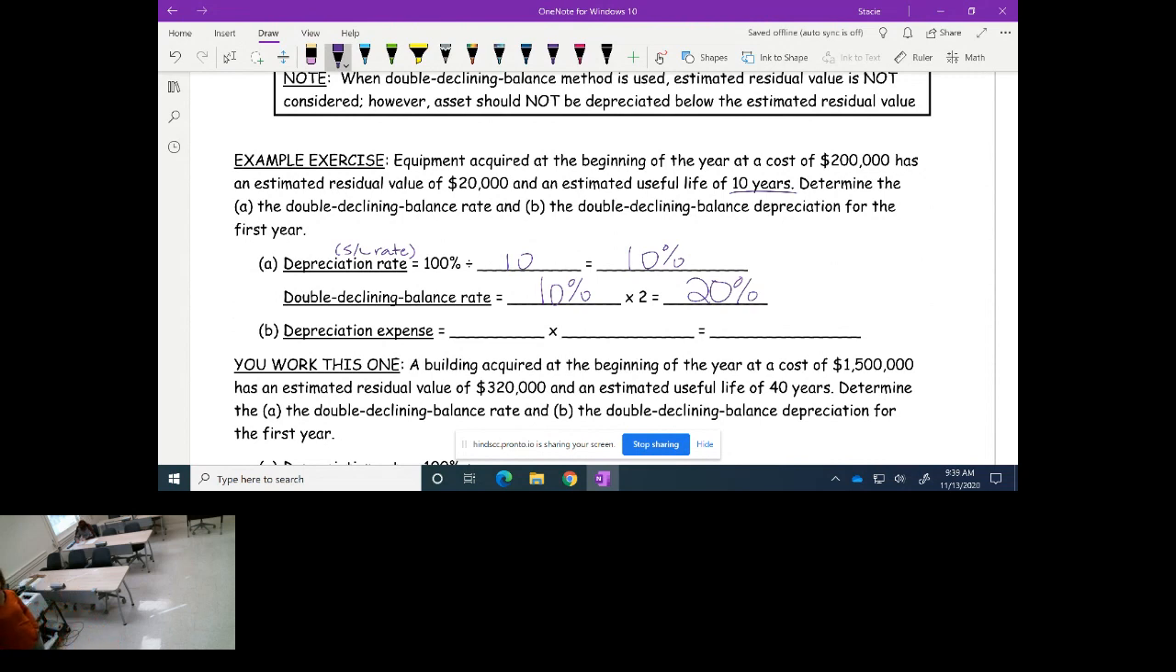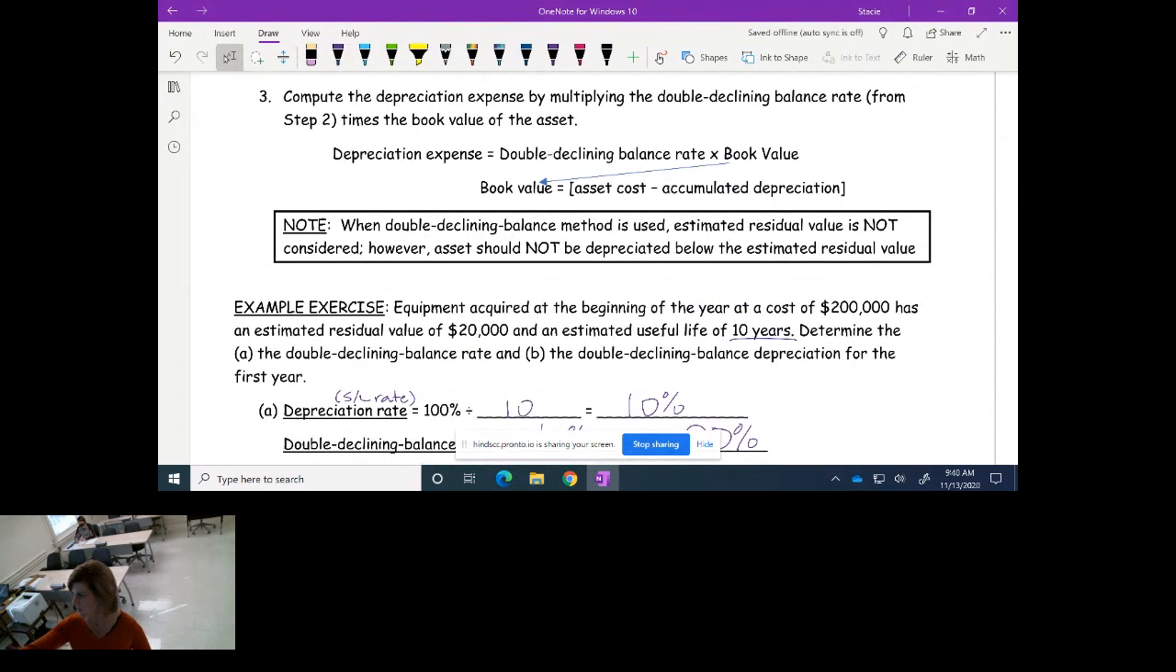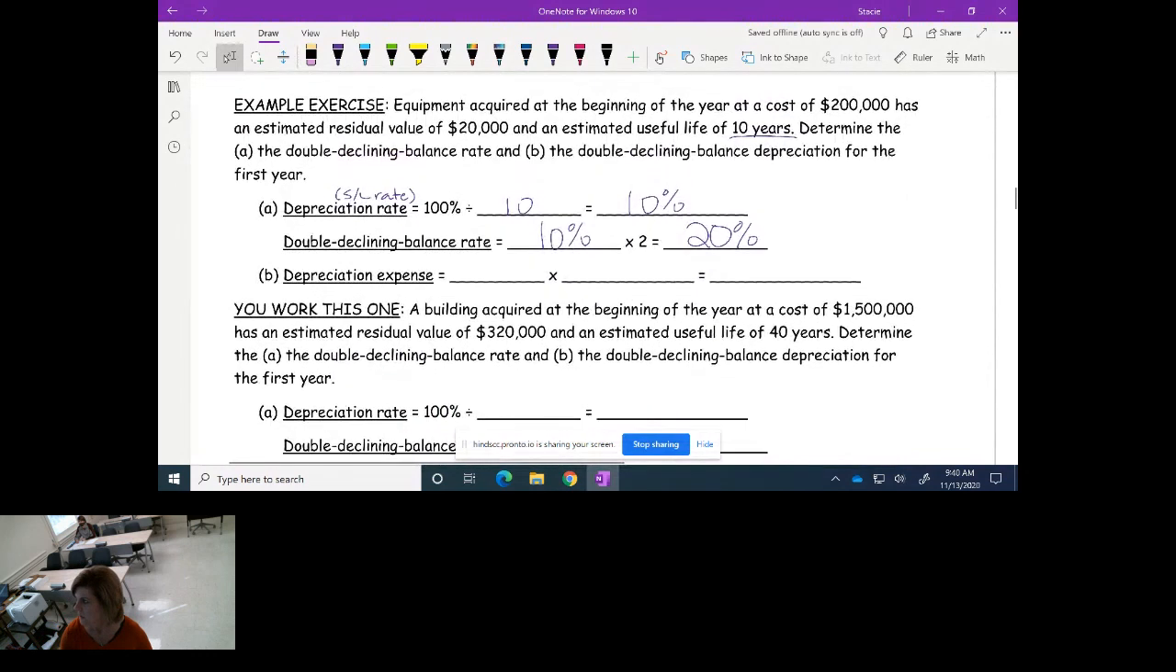So our depreciation expense would be, all right, our book value on our first year is going to be $200,000. We don't have any accumulated to take away from it. So depreciation expense is our rate that we just calculated times our book value, where book value is cost minus accumulated. We hadn't depreciated anything yet, so our cost and our book value are the same amount here. So we'll multiply this 200,000 times 20%, and that gives us 40,000. That's our depreciation expense for the first year.